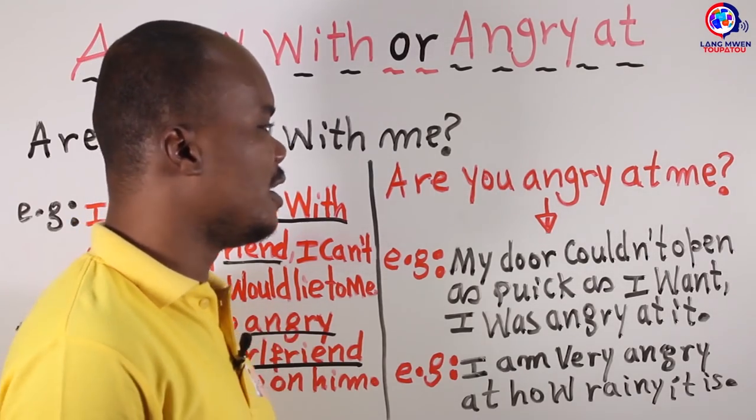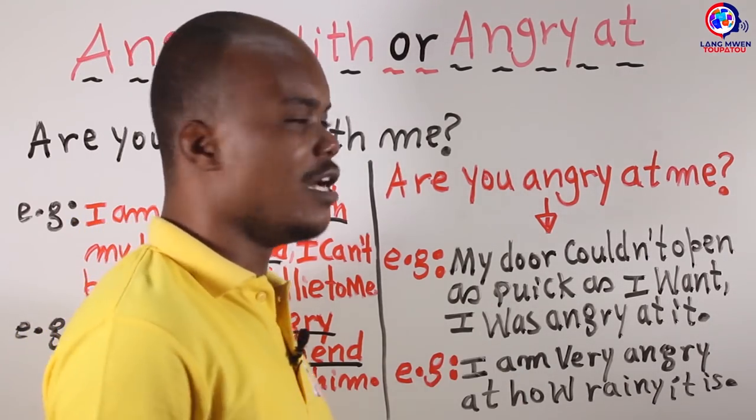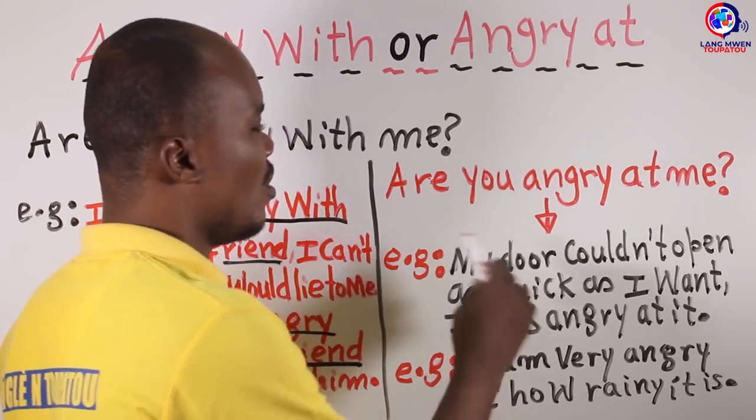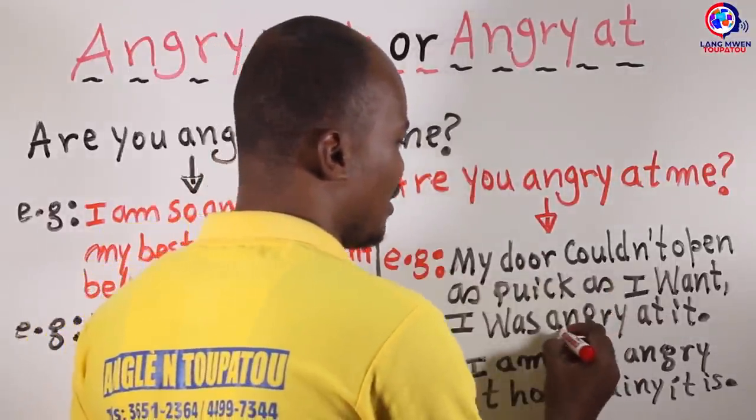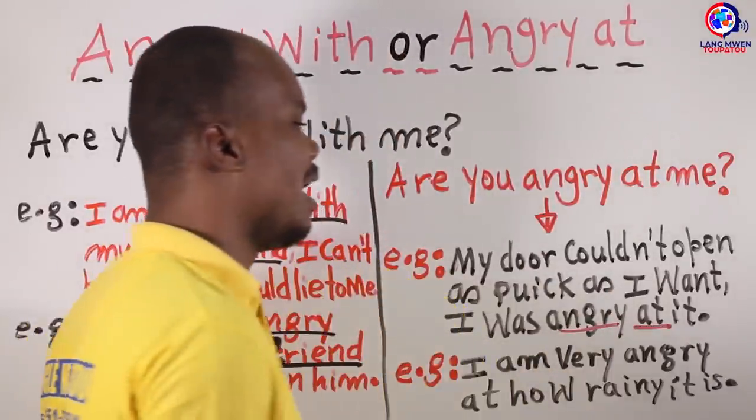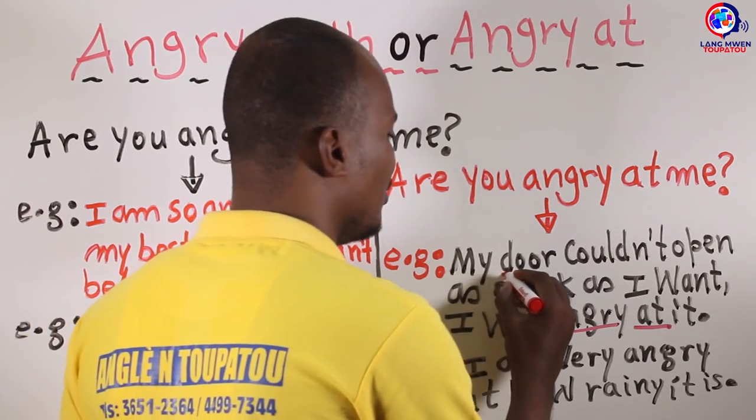So, what do you say when I say I was angry or using angry? I say angry at because I'm talking about a door.